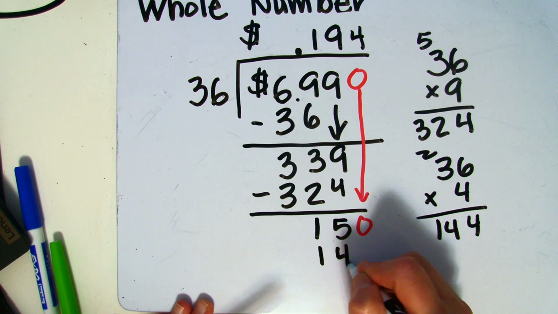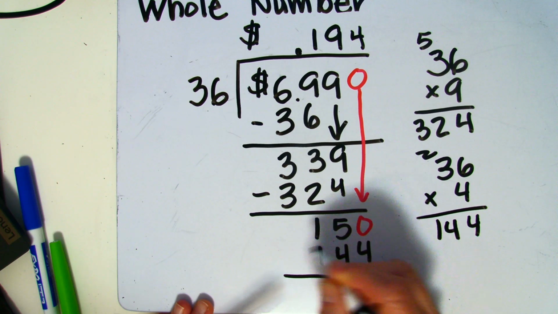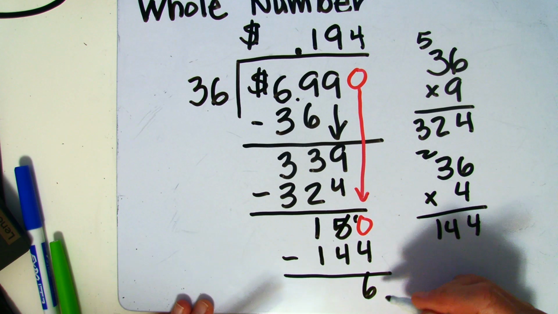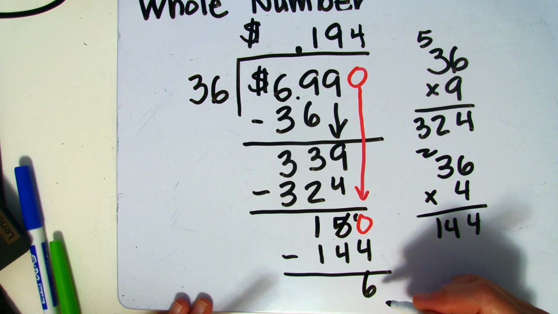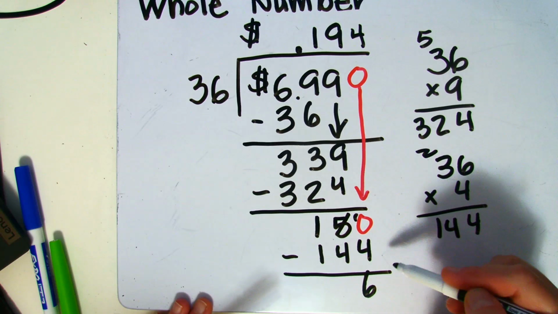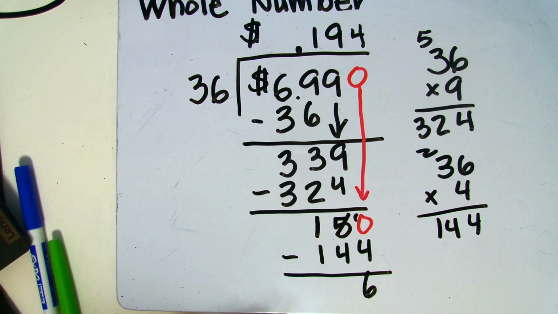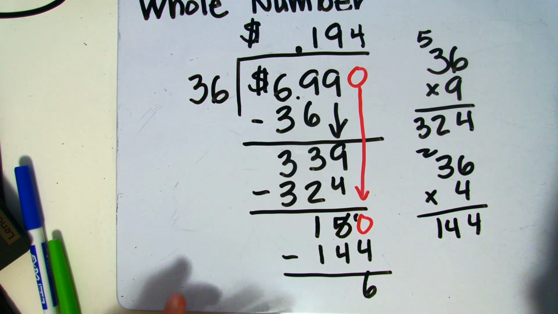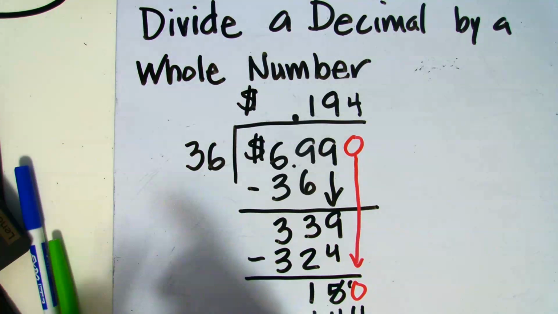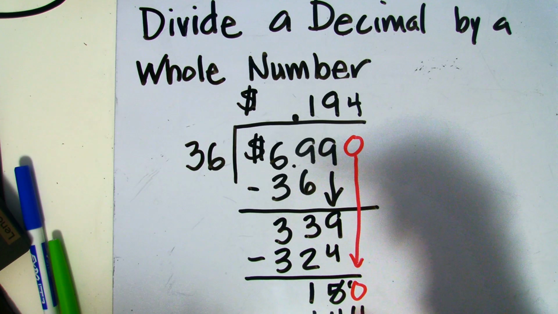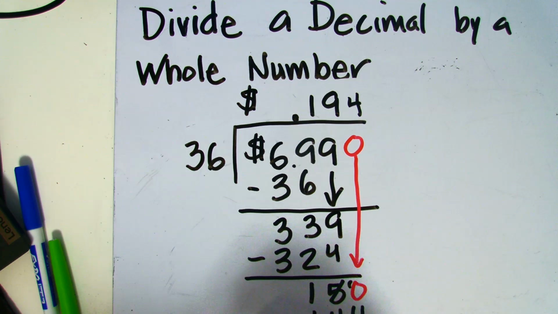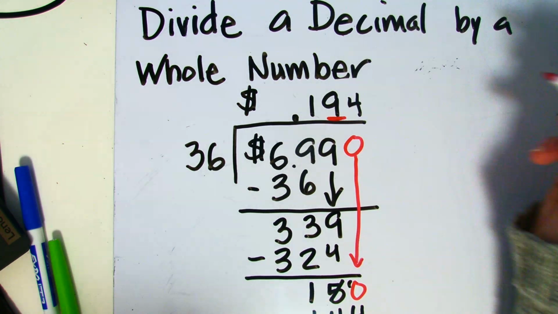Now, because I'm working with money and I'm going to round to the nearest hundredths place, I'm not going to do any more dividing. I don't need to bring any more zeros down. And the reason is because I'm rounding to the nearest hundredths place. So if we look at our number, 194 thousandths, this 9 is in the hundredths place.